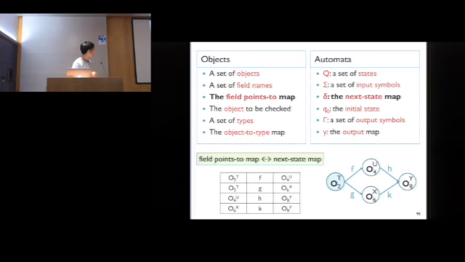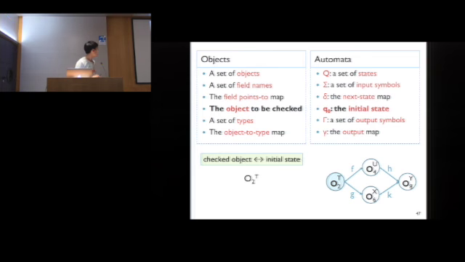Then field points-to map corresponds to the next state map. For an object O, the field points-to map stores the objects pointed to by its fields. And for a state in an automaton, the next state map stores its next state after reading certain input symbols. Then the object to be checked corresponds to the initial state of the automaton. For this case, it is O2. Then the types of these objects are mapped to the output symbols in the automaton.